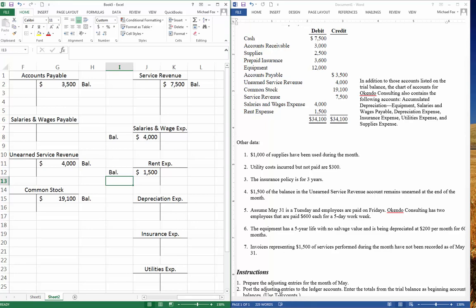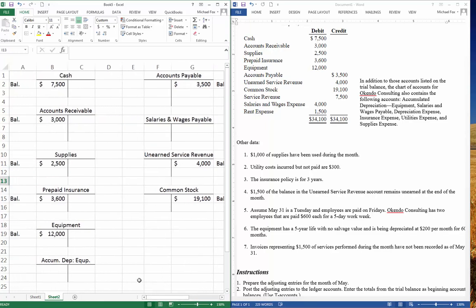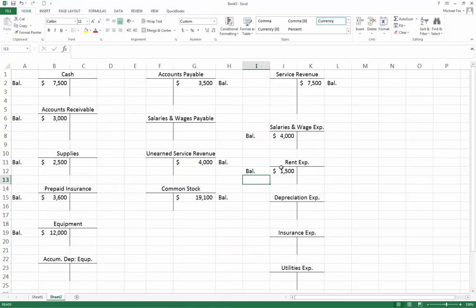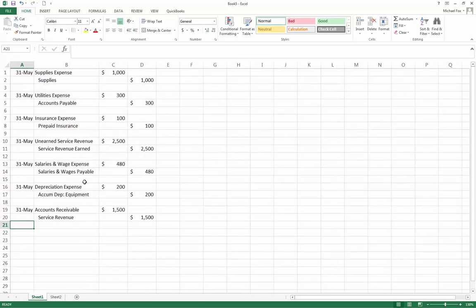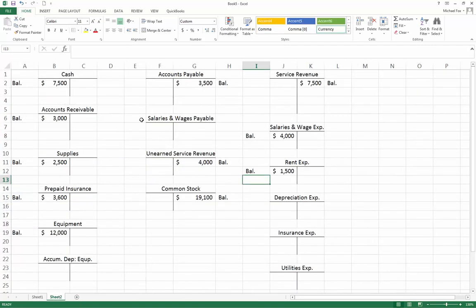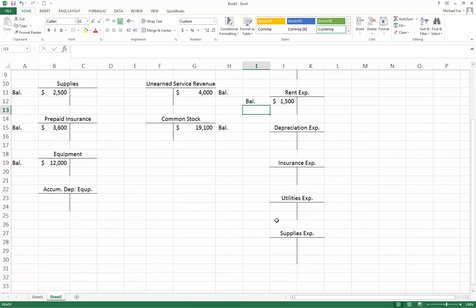Now we have to post our adjusting entries into the ledger accounts. Remember, we did the adjusting entries on the previous tab. In fact, I'm going to make this full screen just so it's a little easier to see right now. So I'll be working between the 2 tabs here. I'm just going to look at each transaction. Supplies expense were debited 1,000 and supplies were credited 1,000. So I'll come over here and go to supplies expense and do a debit.